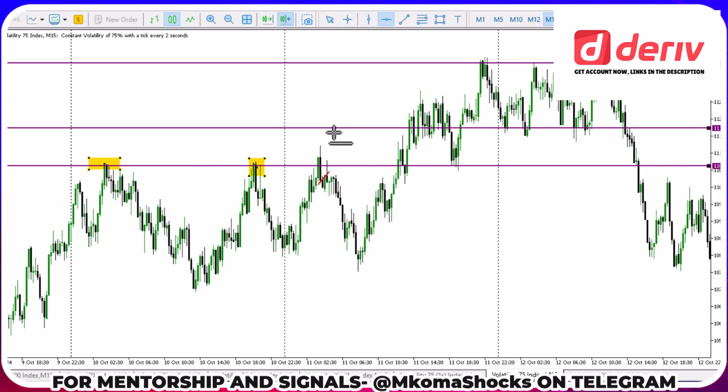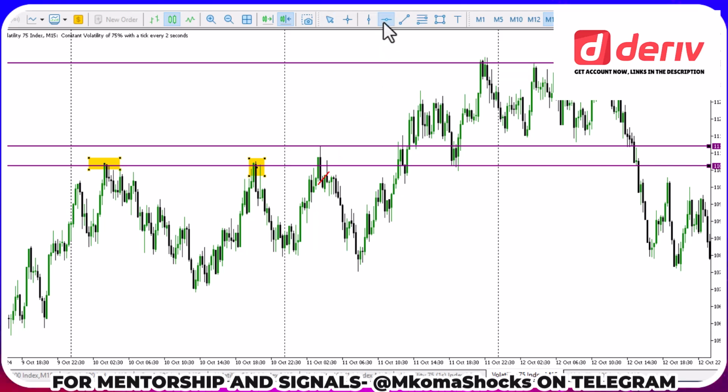trade, and your stop loss is going to go above this high, and you are going to take your profits at the next low, as you can see. So this is a very good example that you can see.